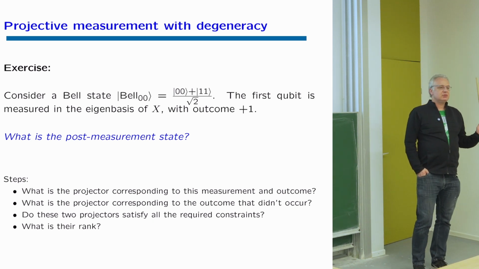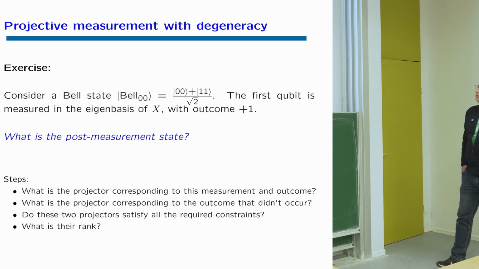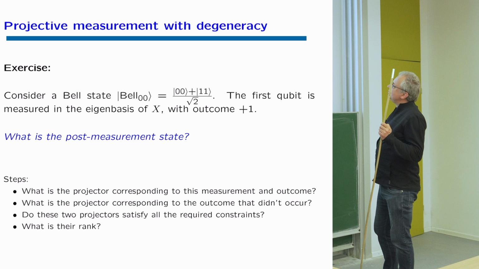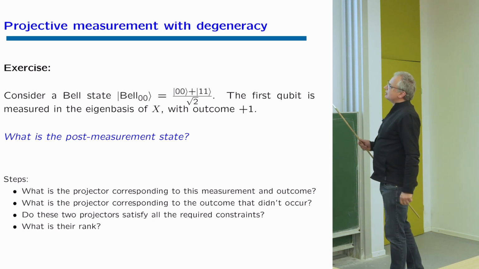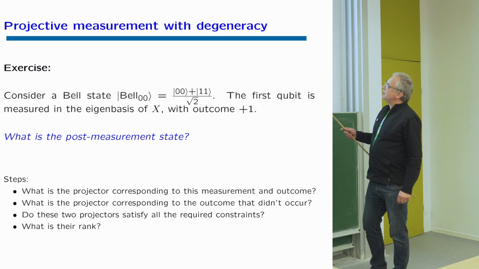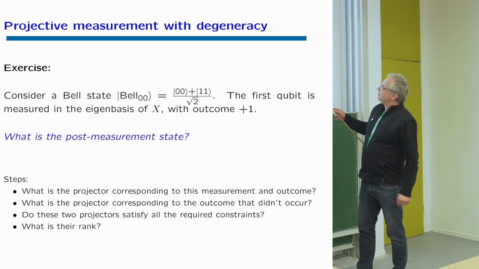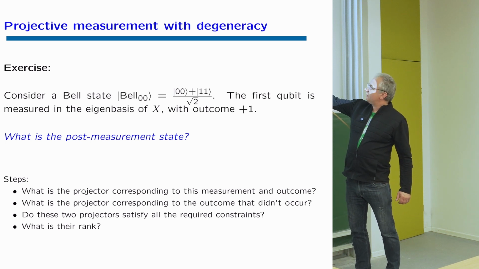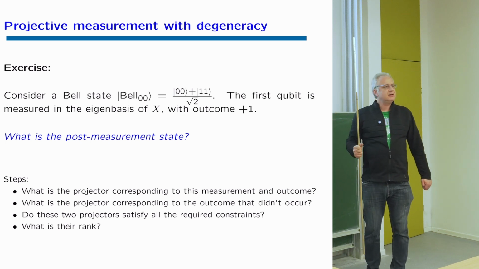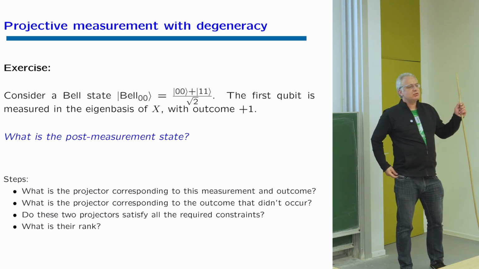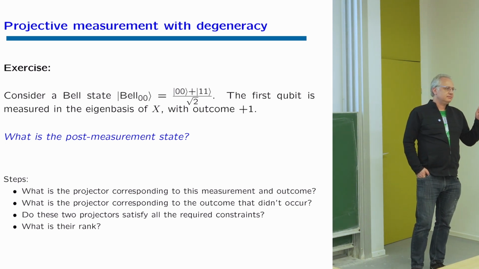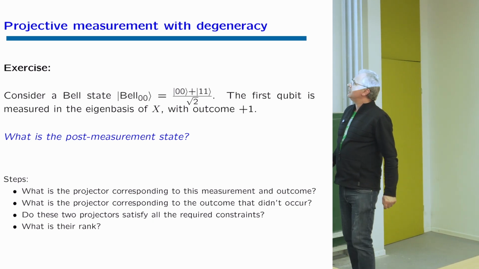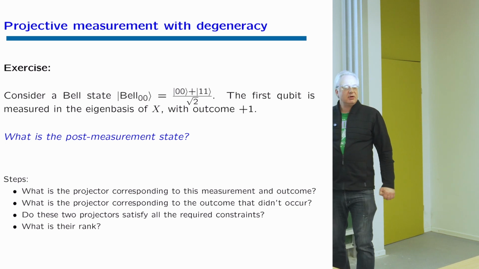Any ideas how you would approach this problem? Okay, so maybe to help you a little bit. We would have to identify the projector corresponding to this measurement. So we are measuring the spin x component of the first particle and get the positive eigenvalue. So can you construct the projector corresponding to this? Maybe I'm skipping over it. Maybe it's even a bit unfair because we haven't really talked about the tensor product yet.